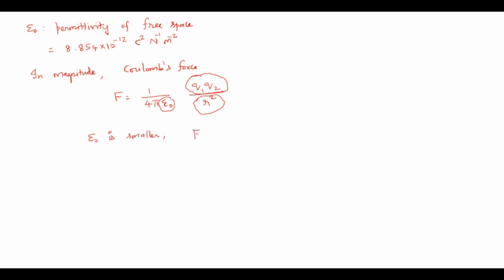Okay, so the force depends on 1 by epsilon 0. Now in a medium, if epsilon 0 is smaller, the force F, that is the lines of force, will be larger. Okay, so what does that mean? Force is a vectorial quantity, right? So magnitude wise we can see it as some lines, right? So the lines of force will be larger in free space, whereas in a medium epsilon is a larger value than epsilon 0, correct?